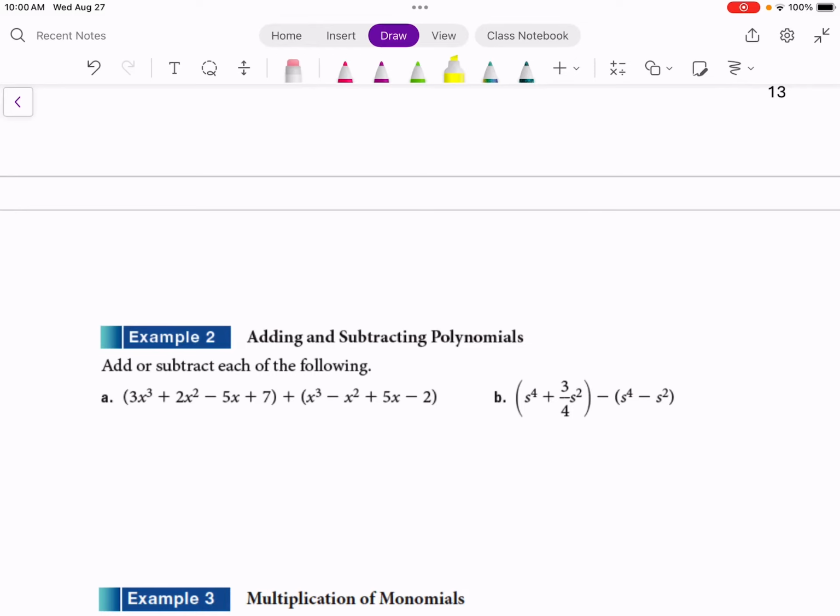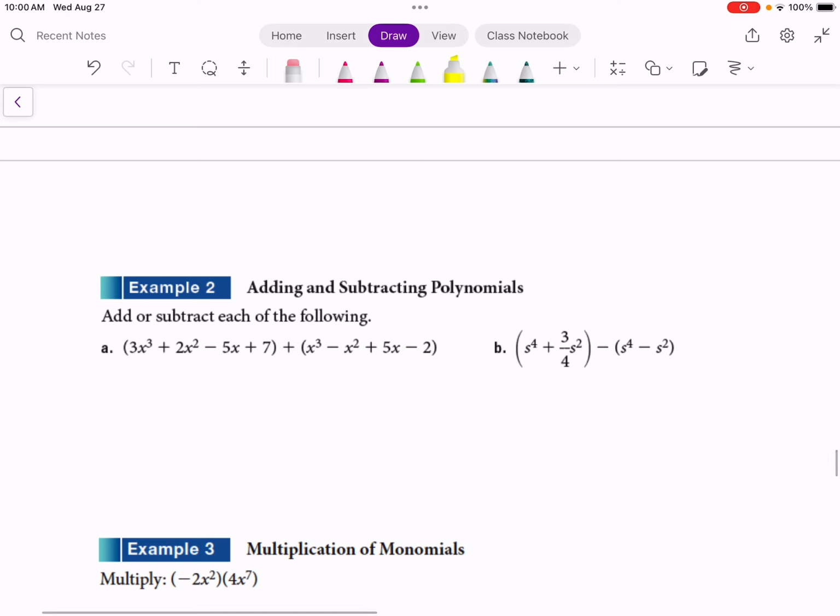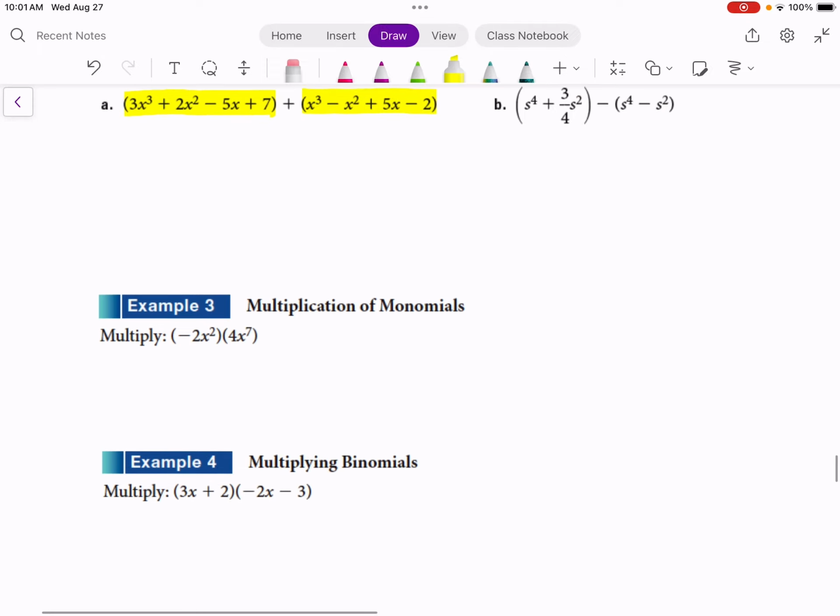In this example, we are asked to add and subtract the polynomials. Okay, so here we have to add this polynomial. So this is the first polynomial and this is the second polynomial. It's clear that we are adding two polynomials, right? What tells you that we are adding these two polynomials? The plus.